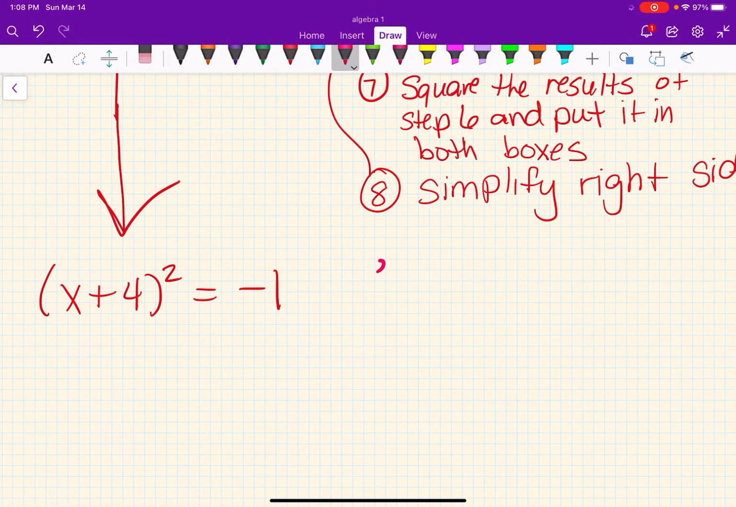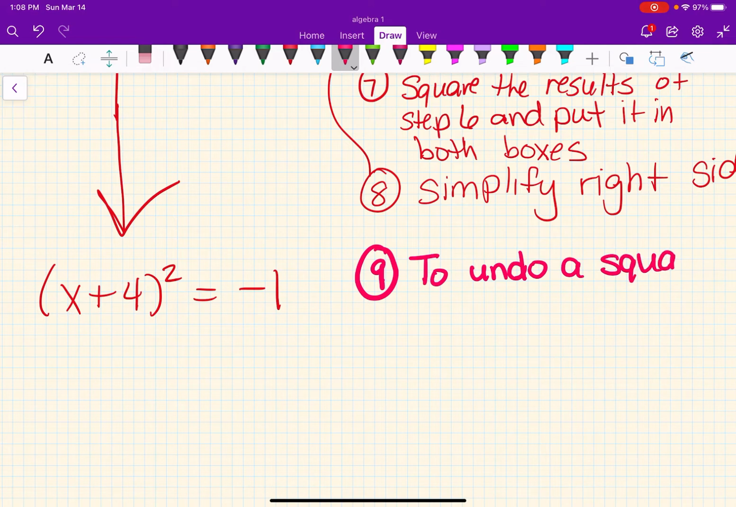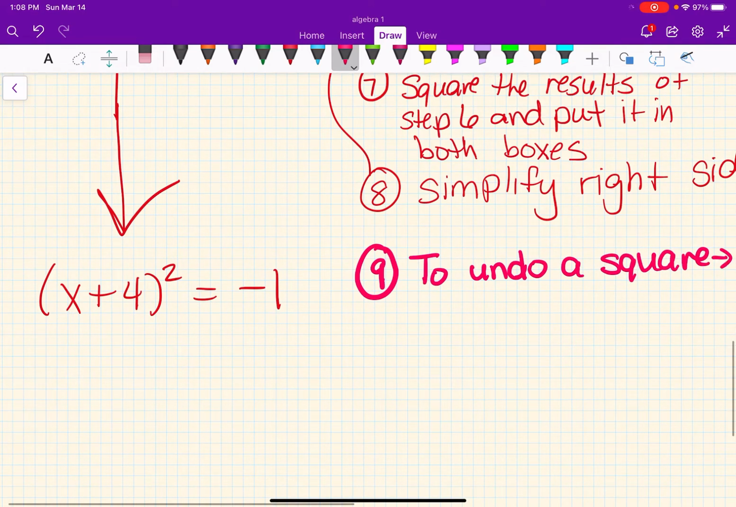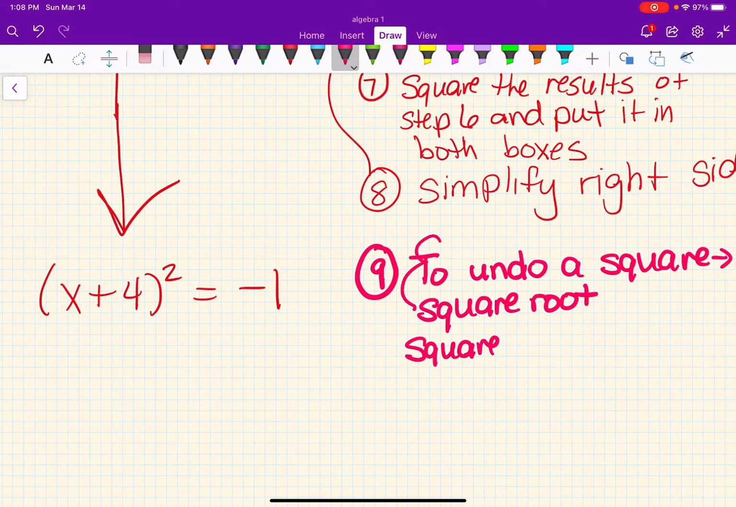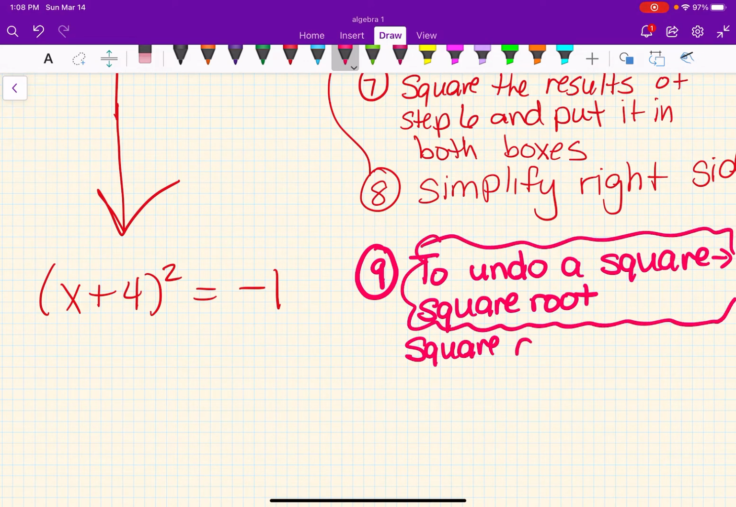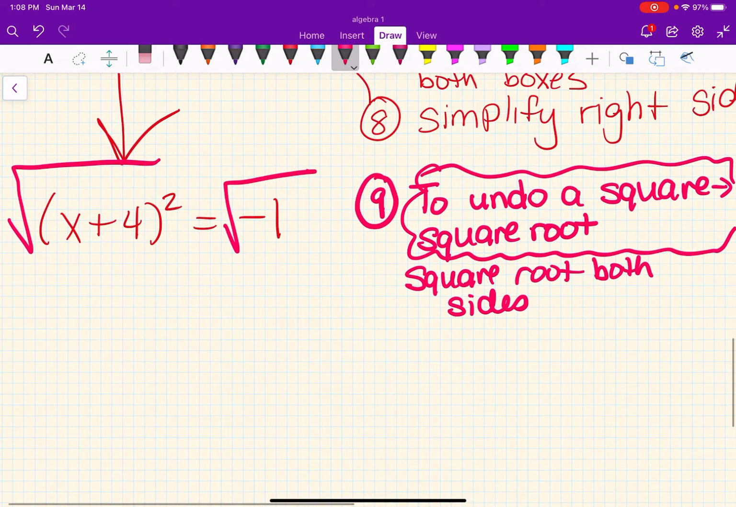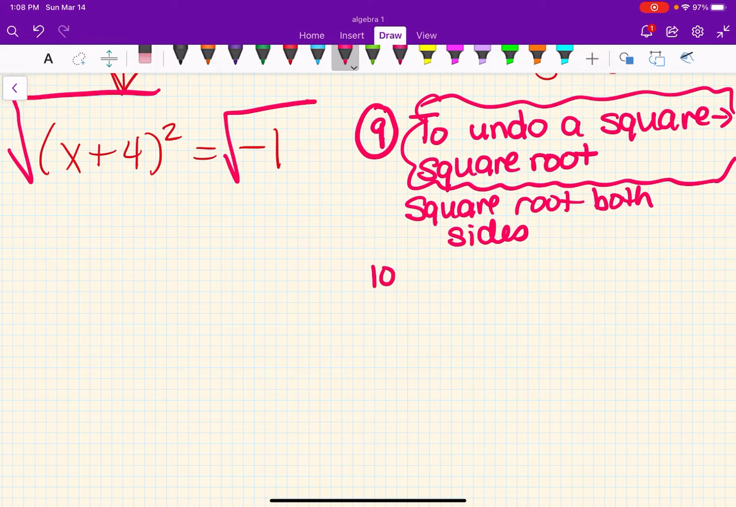So now this is kind of new for some of you. To undo a square, the opposite operation is square root. So I want to get x by itself, so I'm going to square root both sides. So this is not the step, this is just telling you something. Square root both sides. Okay, now again, this is where new things are going to hit you. So that's fine. So then that undoes my left side, so I have x plus 4.